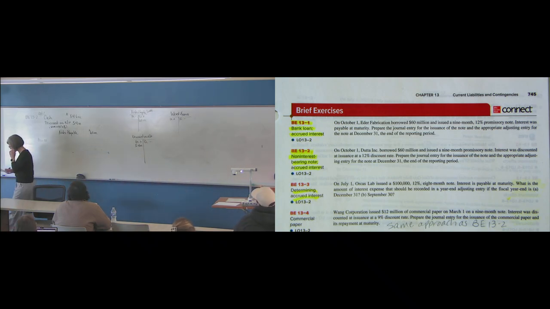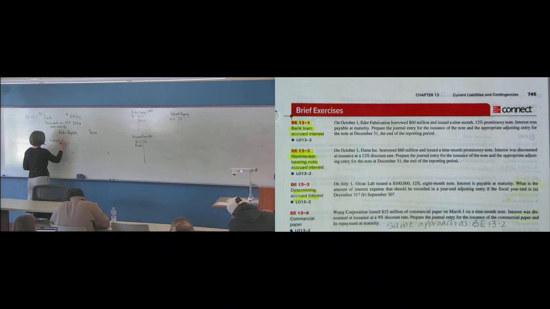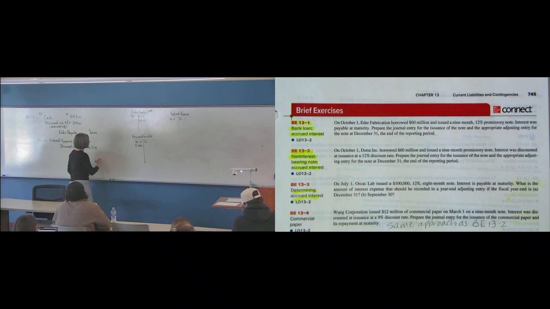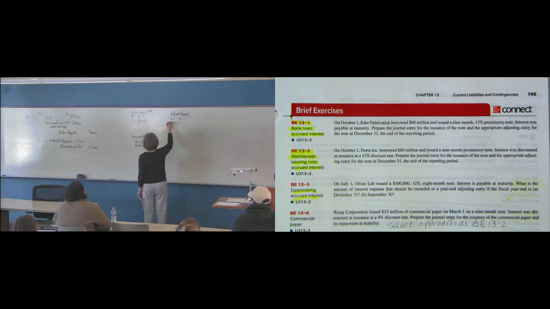So 3 months worth of interest is how much? 1.8. So we'll debit interest expense. What am I crediting? I'm crediting discount on notes payable, not interest payable. I already paid the interest, right? They kept it at the beginning of the loan. So it's already been paid. So that puts 1.8 million here in 2026.